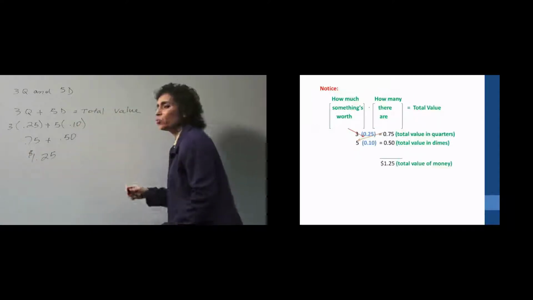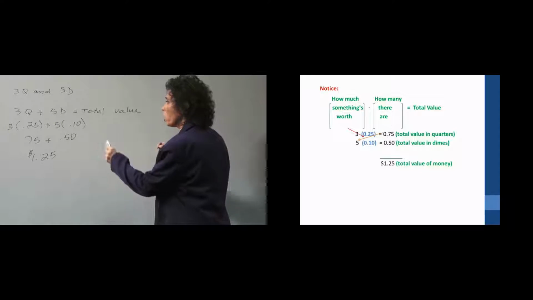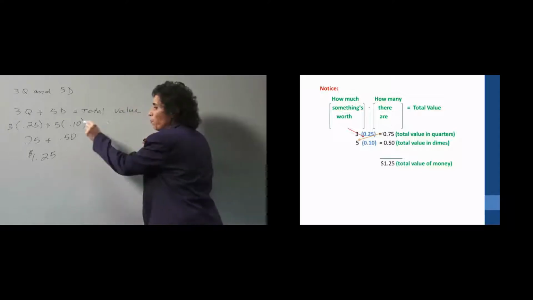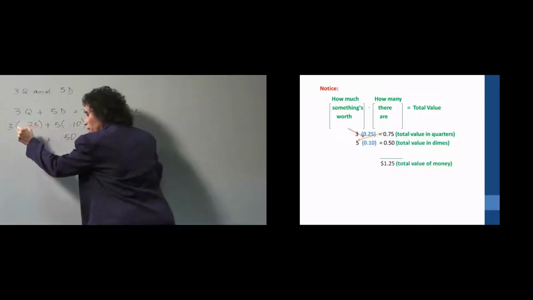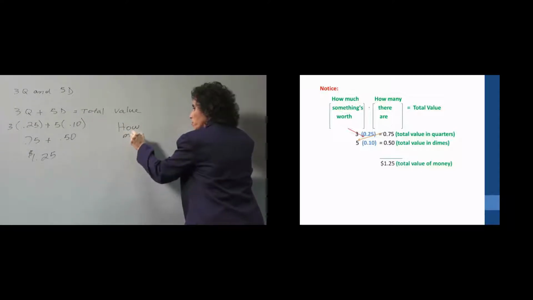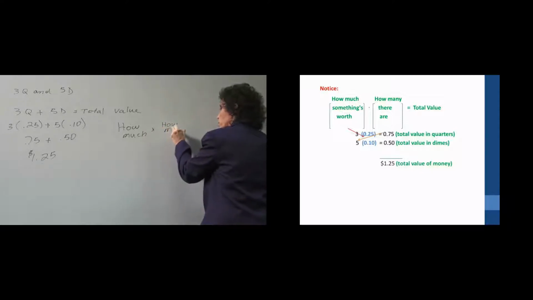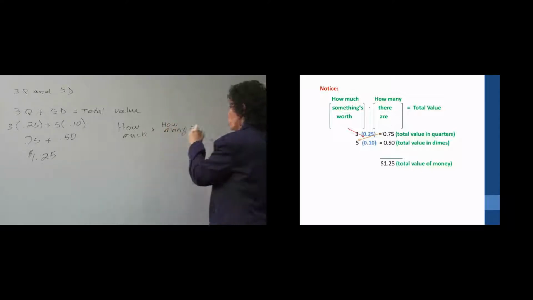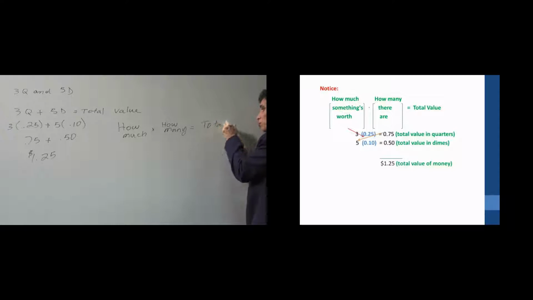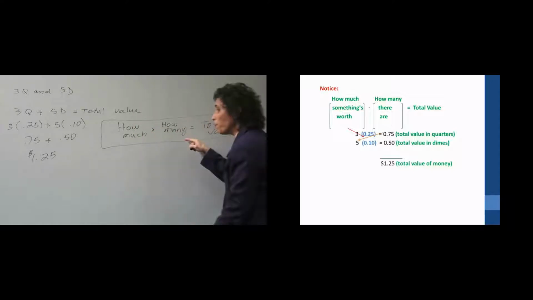So we have $1.25. Now think about what we really did here. We took how much something's worth times how many we had. How much times how many, and that equals our total value. This is a formula that's really important. How much times how many. For us, it's how much the coins were worth times how many you have.